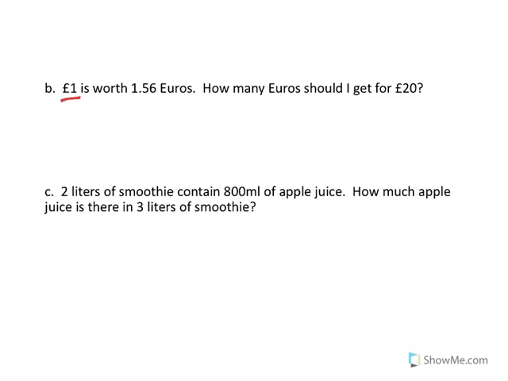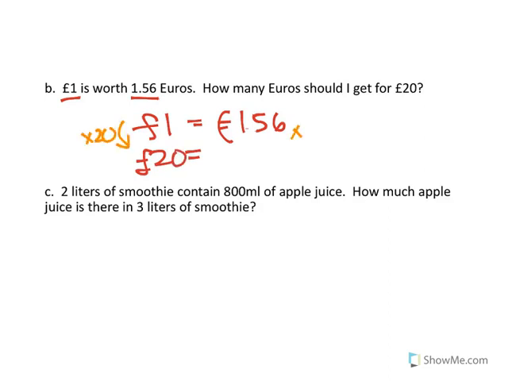Now, if we know 1 pound is worth 1.56 euros, oops, my mistake, 1 pound is equal to 1.56 euros. Therefore, to figure out 20, what we need to do is multiply by 20. So if we multiply 1.56 by 20, we should get 31.20 euros.